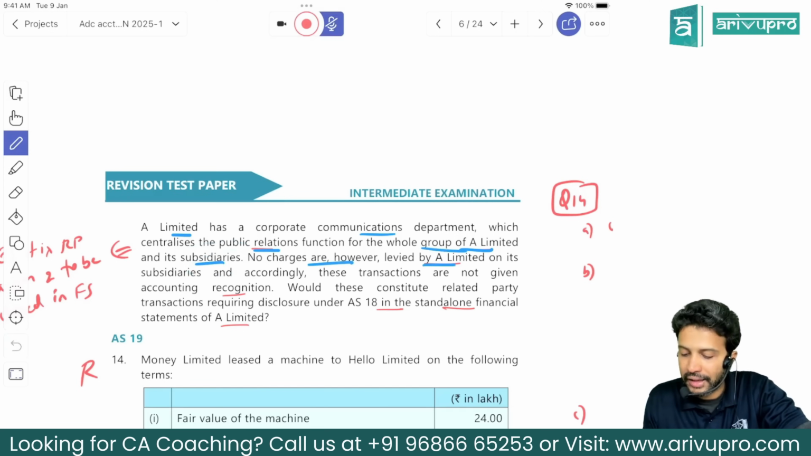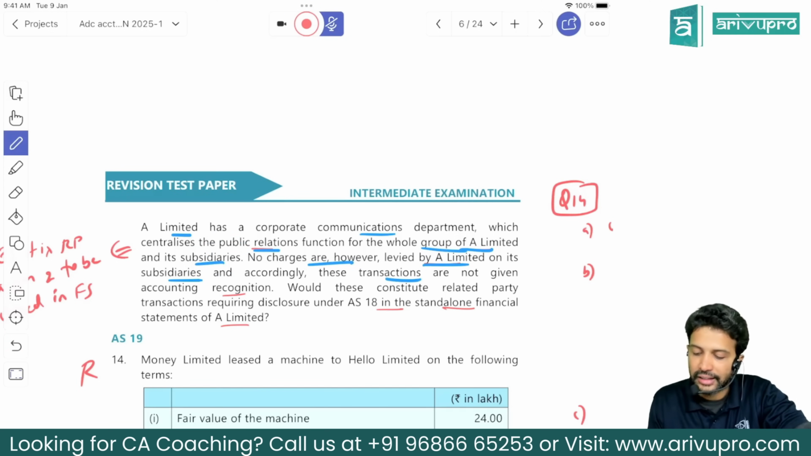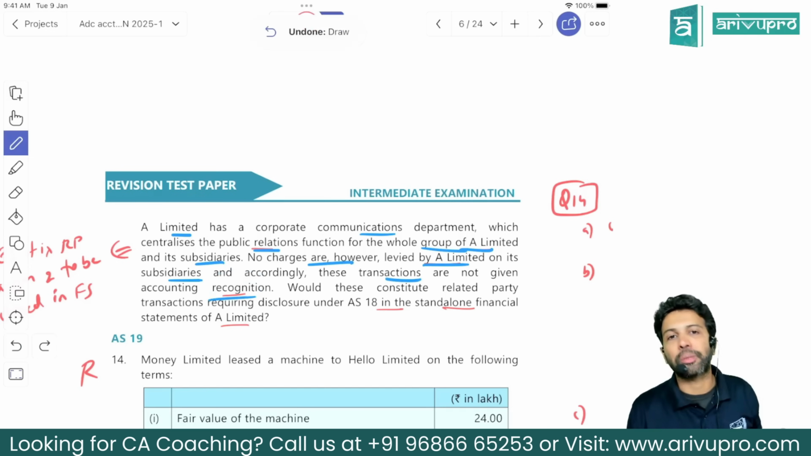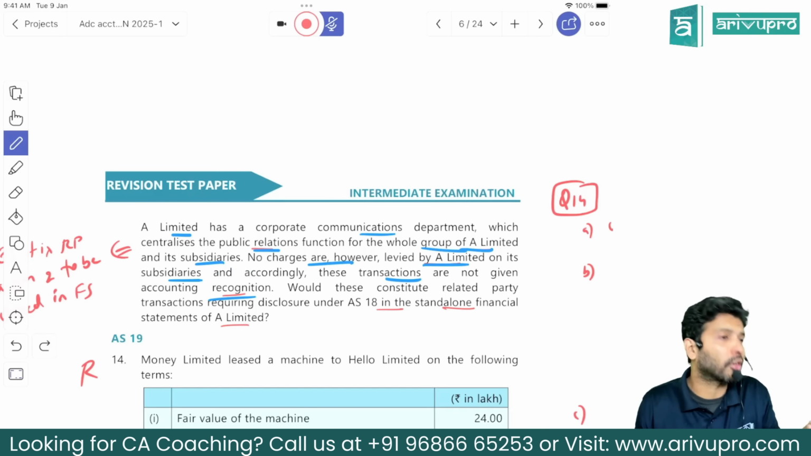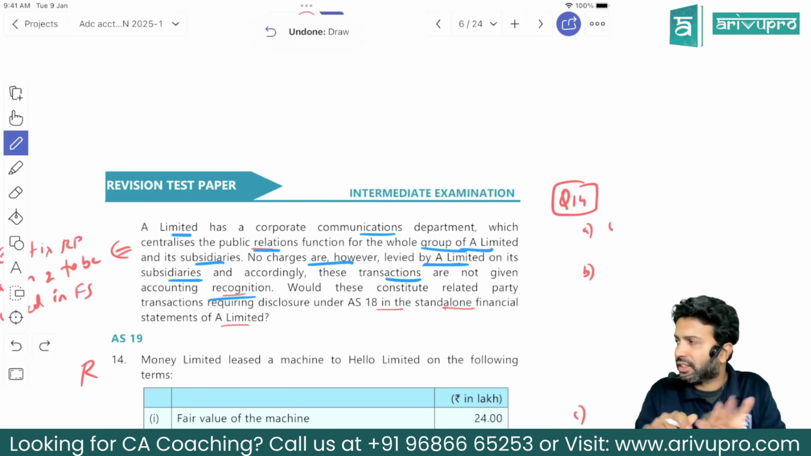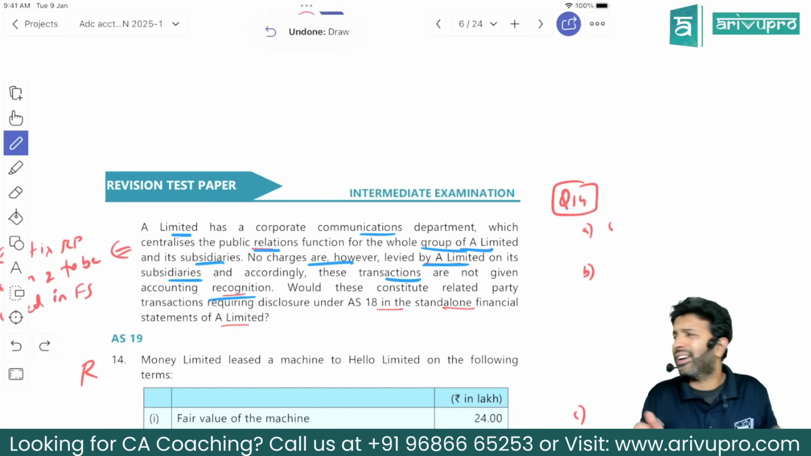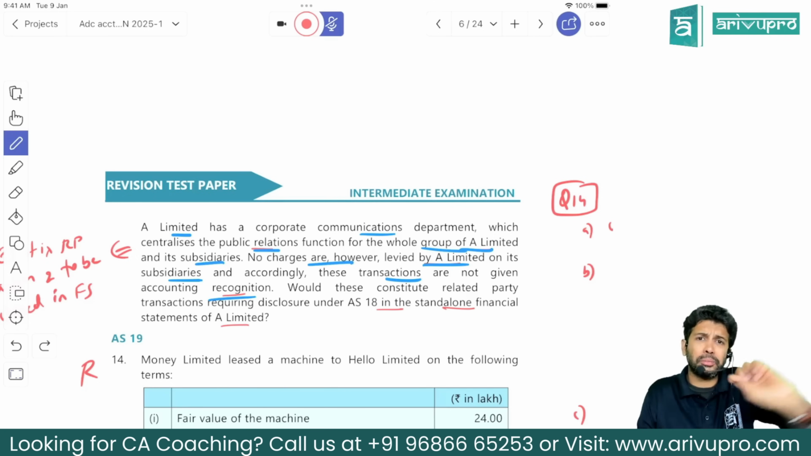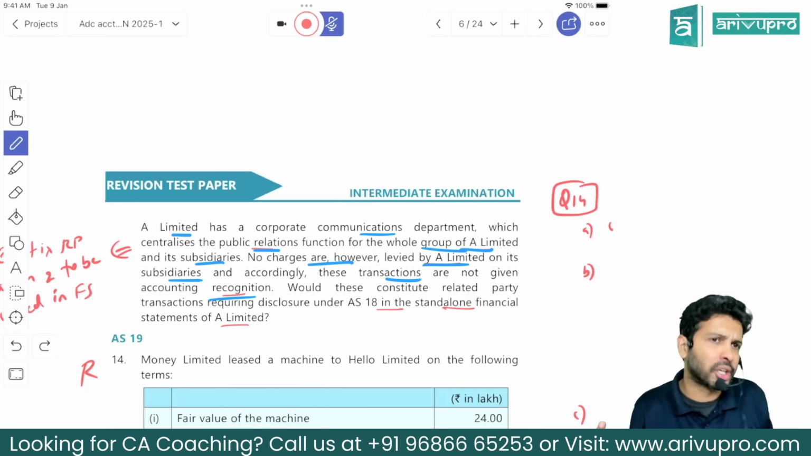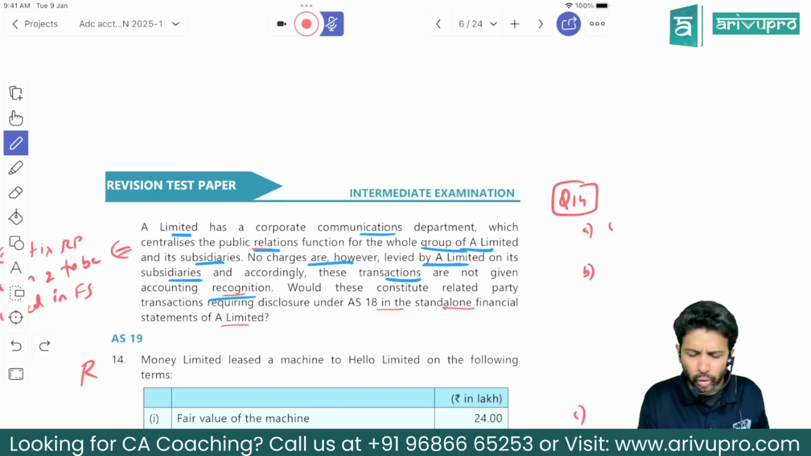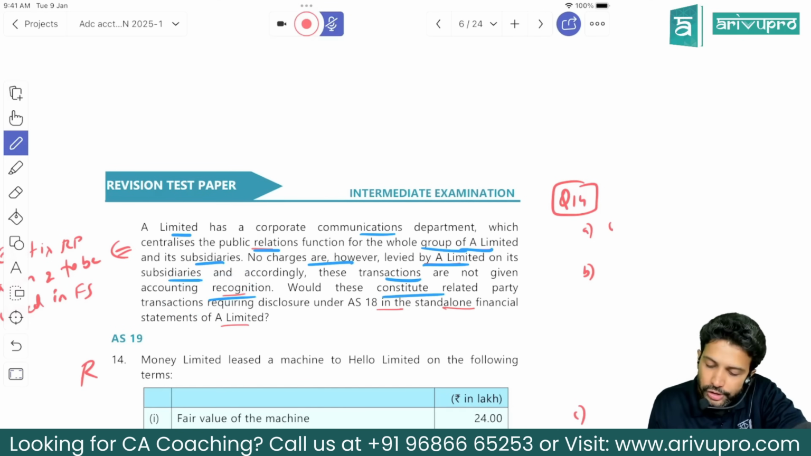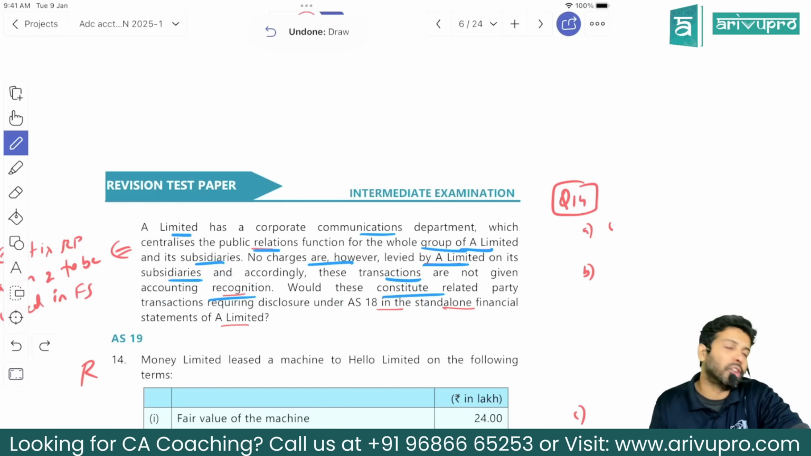No charges are however levied by A Limited on its subsidiary, and accordingly these transactions are not given accounting recognition. That means the holding company is giving the service to a subsidiary company free of cost. Sir, if there is no money coming in, no money going out, will you pass any journal entry? See, journal entry works on the money measurement concept. If money is coming in, money is going out, we will pass a journal entry. If there is no money coming in or going out, will you pass any journal entry? No. Would these transactions constitute a related party transaction, and should you disclose it, is what they're asking.